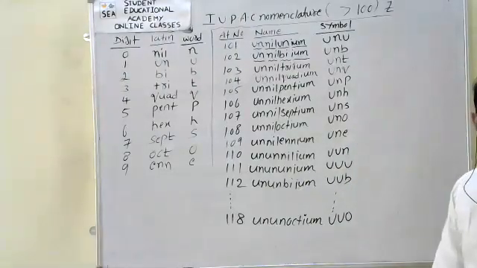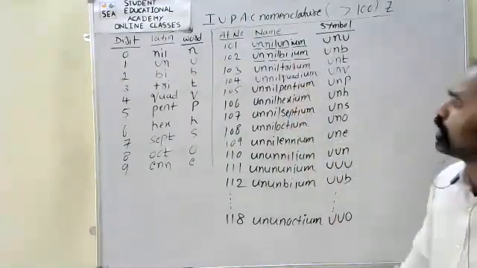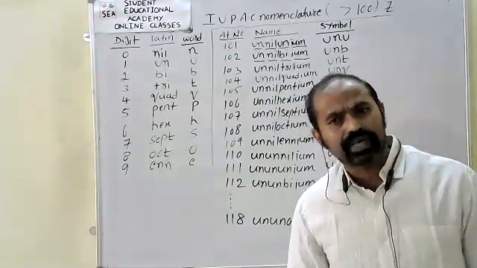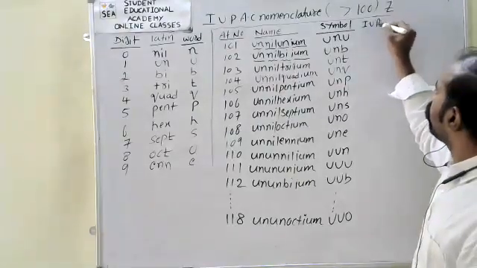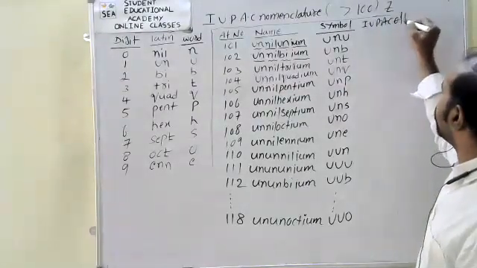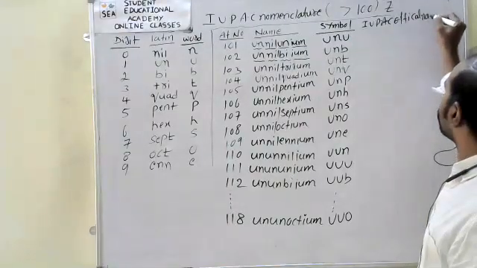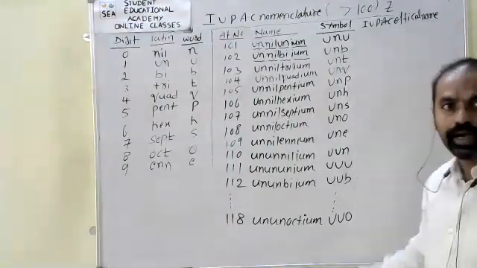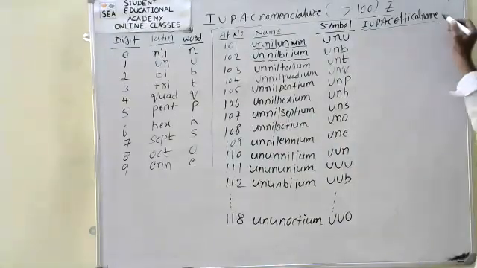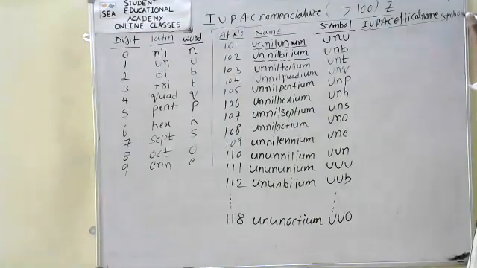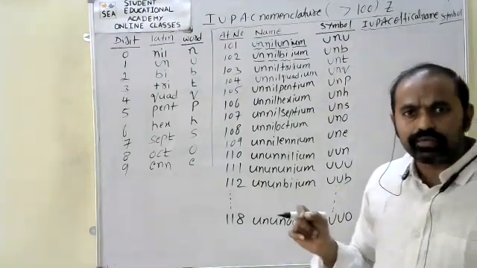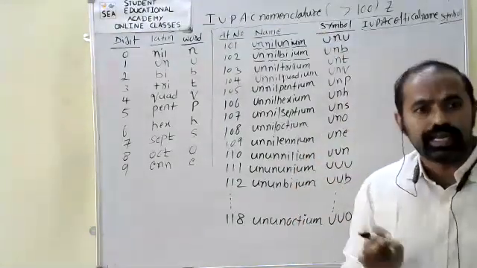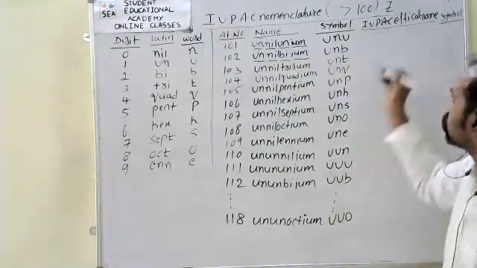Now, this is the IUPAC nomenclature they are given first. After that, they identify the official names. After that, the IUPAC gives some elements official names and symbols.